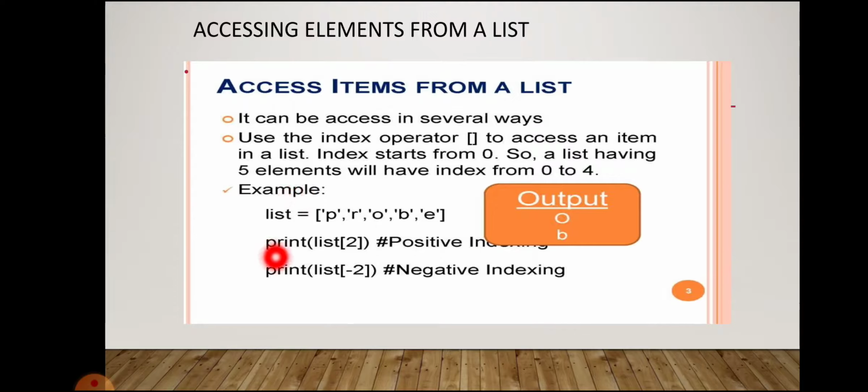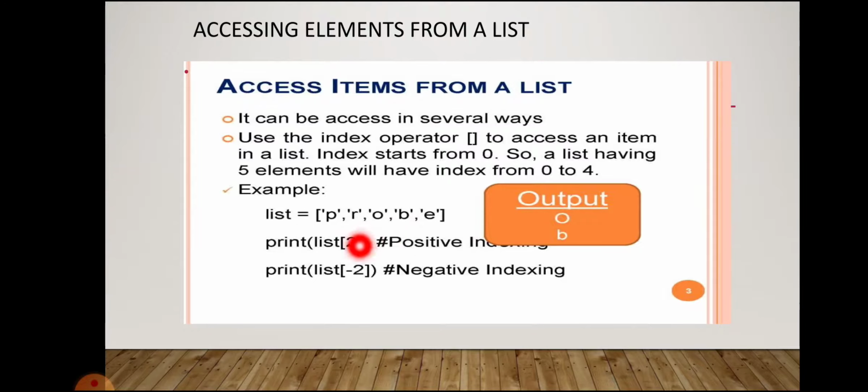If we observe in this slide, for example, the list contains P, R, O, B, E. Print a list of 2. This indicates the index position. List of 2. As I said earlier, index starts from 0 to 4: 0, 1, 2, 3, 4. At the second position, it has O. So the output will be O.